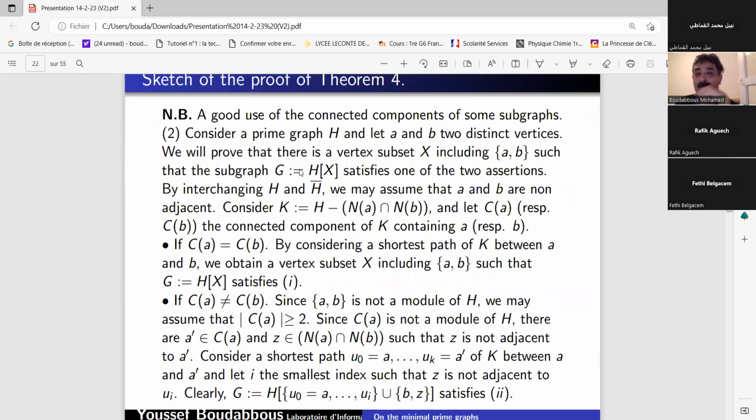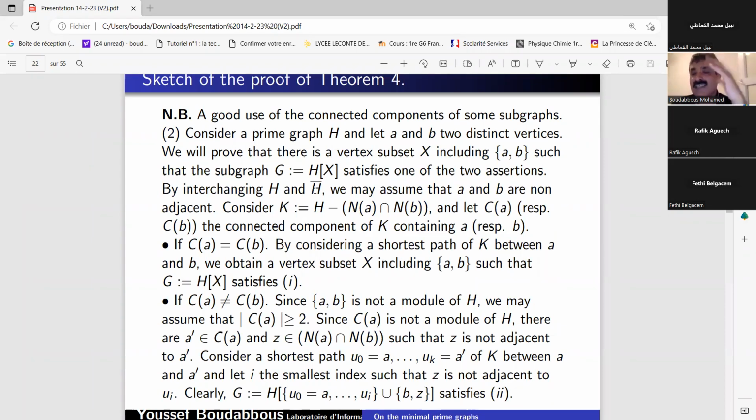The idea is simple. By interchanging H and its complement, notice that a graph is prime if and only if its complement is prime. A graph and its complement have the same modules. Thus, a graph is minimal for a vertex subset A if and only if its complement is minimal for this vertex subset. Okay? Thus, by interchanging H and H bar, we may assume that A and B are non-adjacent.